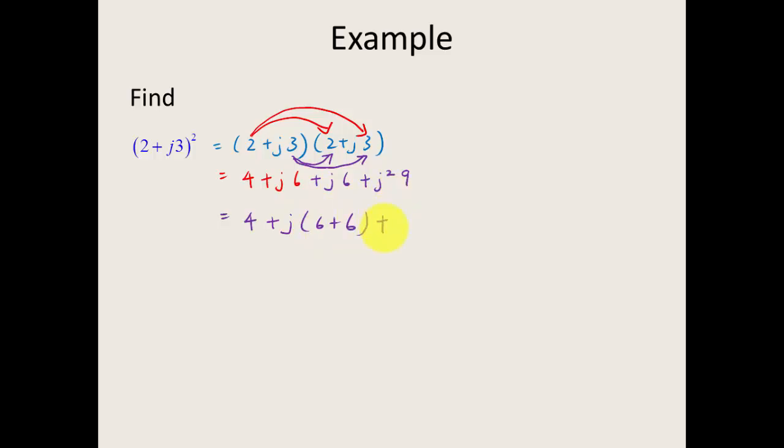How about the last term? Recall that j squared equals negative 1. So I'm going to replace j squared with negative 1. So I have 4 plus j, 6 plus 6 is 12. And over here it becomes negative 9. This 4 and this negative 9 can be simplified into 4 minus 9, negative 5, plus j12. And this is my final answer.